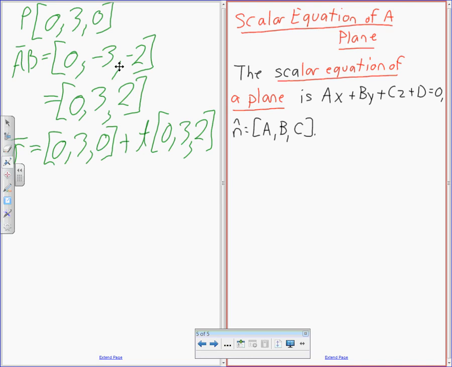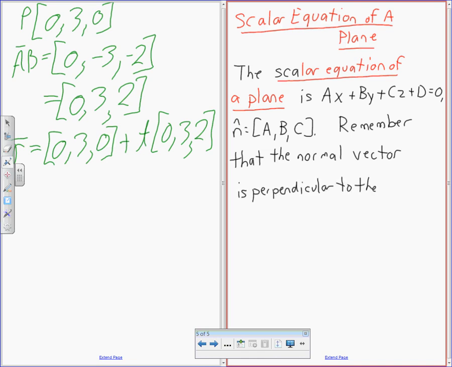So we're going to say, remember that the normal vector is perpendicular to the plane, and is found using the cross product.